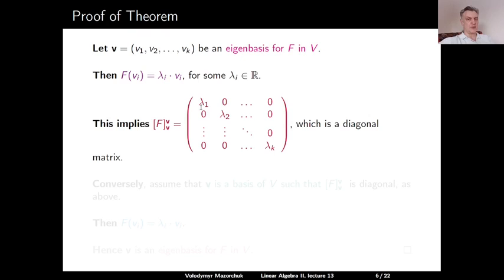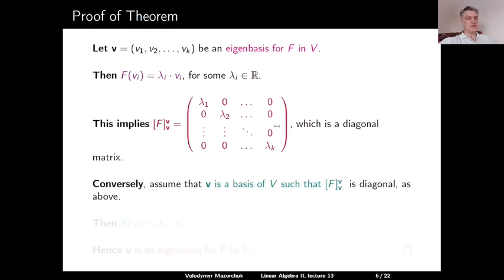So we will have lambda 1 in the first position and all remaining coordinates are 0. The second column consists of the coordinates of f of v2. So f of v2 is lambda 2 times v2. Therefore, we will have lambda 2 in the second position and all other coordinates are 0. And so on. The matrix which we obtain in this way will have lambda 1, lambda 2, and so on up to lambda k on the diagonal, and all remaining elements in this matrix will be 0. So we will get a diagonal matrix.